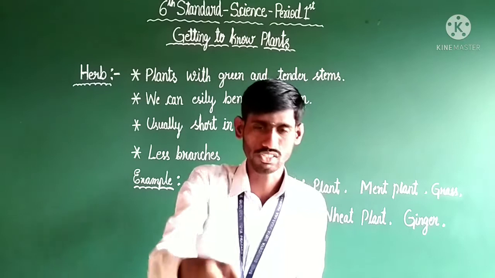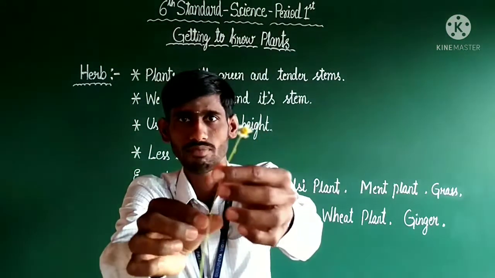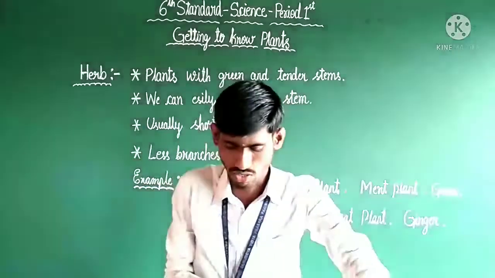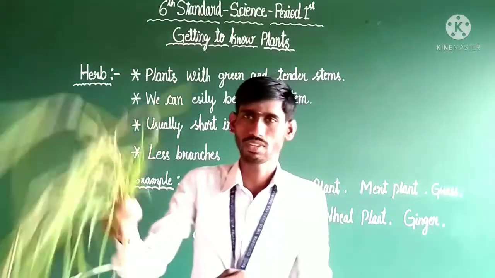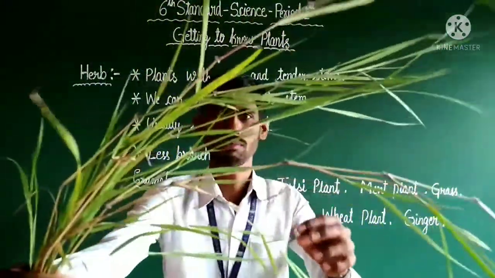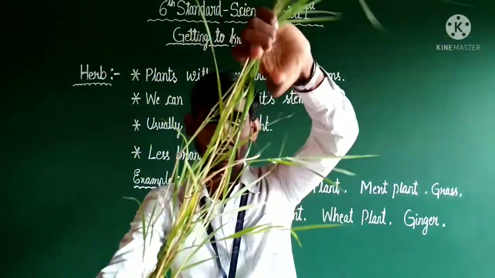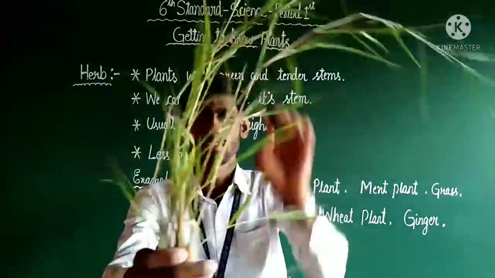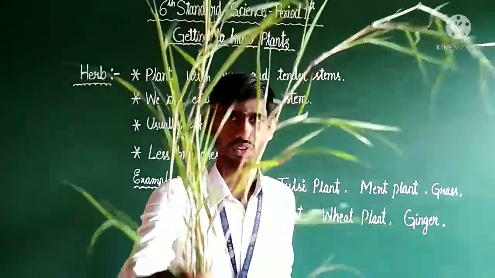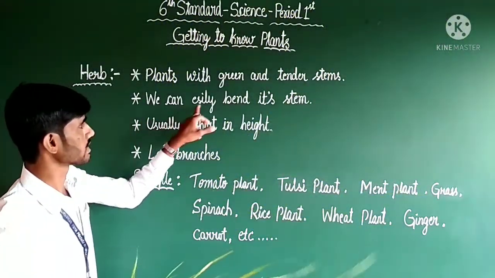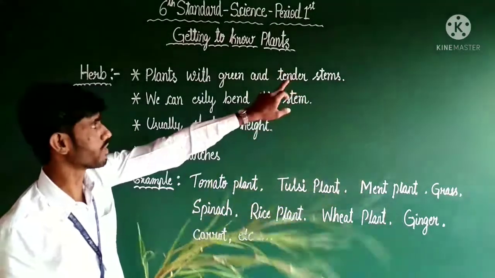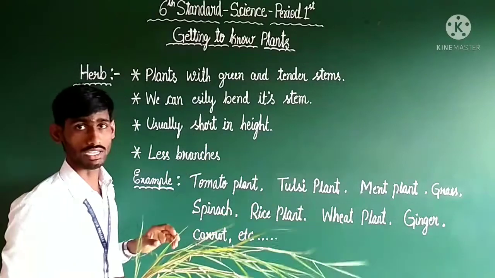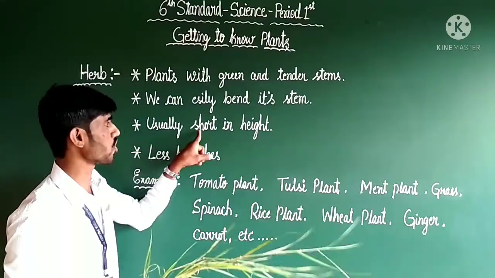Dear children, it is also an example of herb. Are you clear? See, we can easily bend the stem. These are all examples of herbs. Observe here. We can bend the stem very easily. Okay, dear children, we can easily bend its stem because the stem is tender. It's very soft. And another important characteristic is that it is usually short in height.